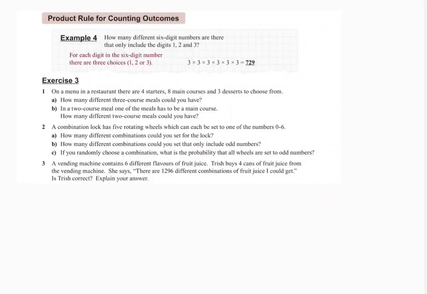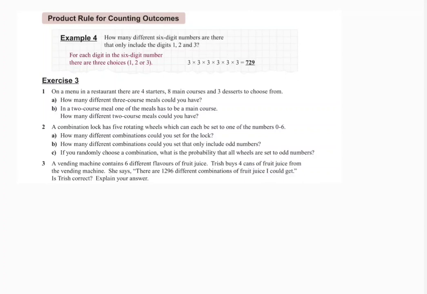Okay, so this video is on the product rule for counting outcomes, and I'm going to do these three examples. But before doing that, I'm going to explain it very briefly. To find the total number of outcomes for two or more events, we just need to multiply the number of outcomes for each event together. This is called the product rule for counting, because it involves multiplying to find a product.